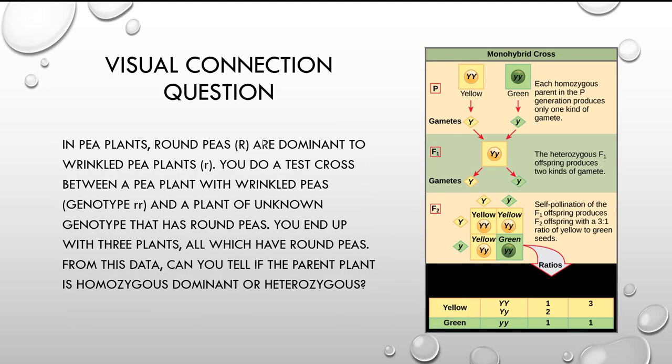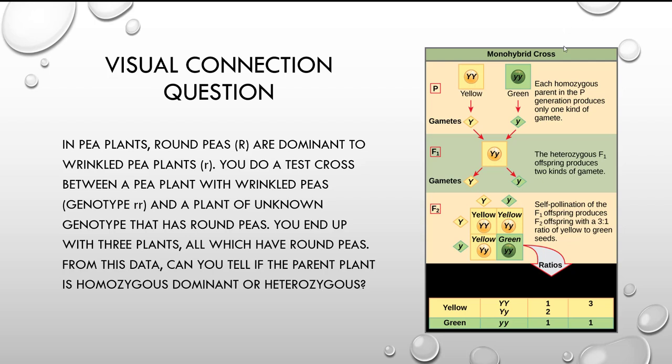All right. So here's a visual connection question. In pea plants, round peas, big R, are dominant to wrinkled pea plants, little r. So you do a test cross between a pea plant with wrinkled peas, little r, and a pea plant of unknown genotype that has round peas. You end up with 3 plants, all of which have round peas. From this data, can you tell if the parent plant is homozygous dominant or heterozygous?